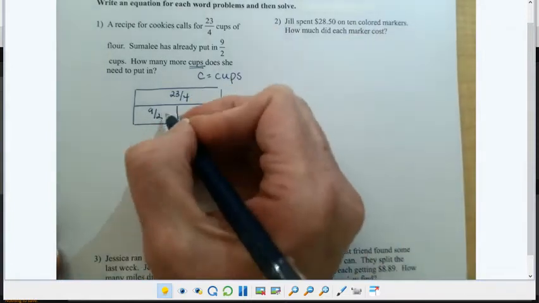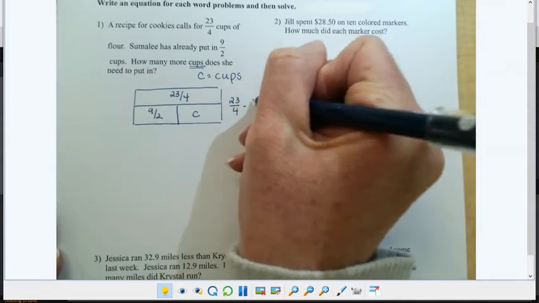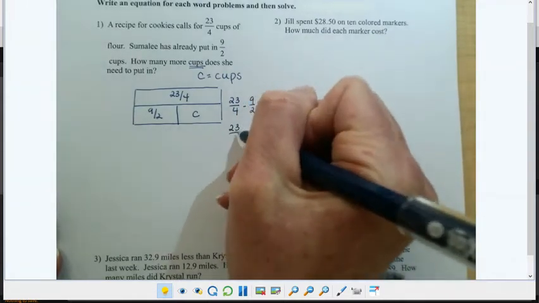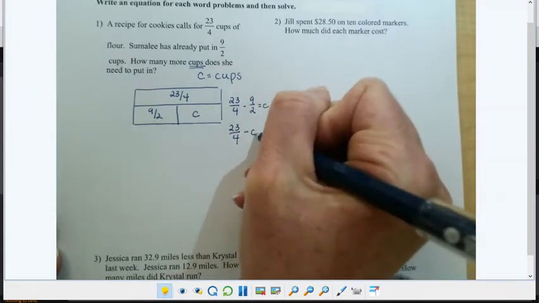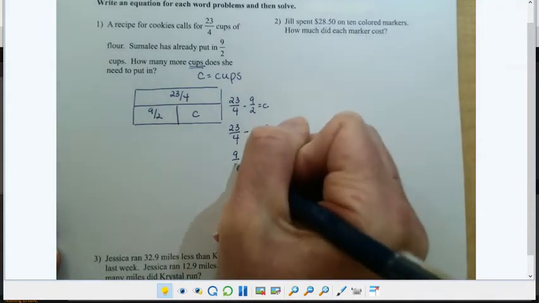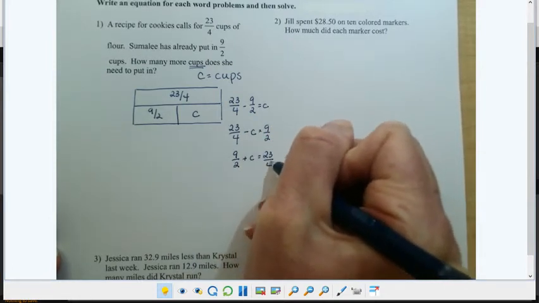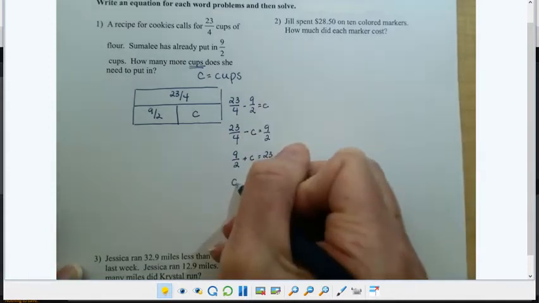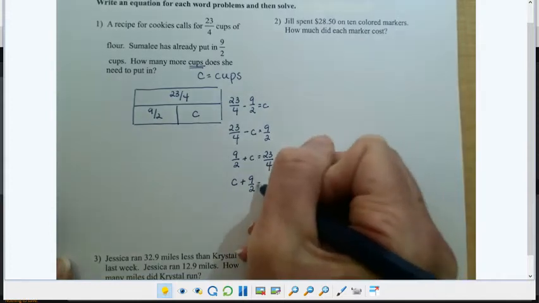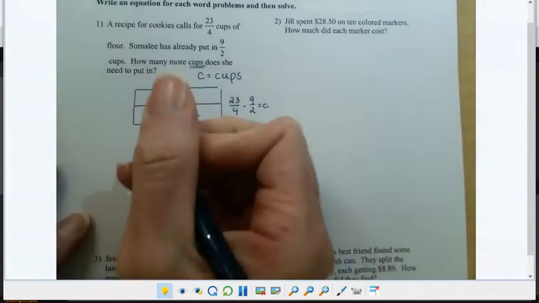So now based on this, I can write 4 different equations. So I can write 23/4 minus 9/2. I can write 23/4 minus C is 9/2. I can write 9/2 plus C equals 23/4. And C plus 9/2 equals 23/4. So now I just have to solve my problem.